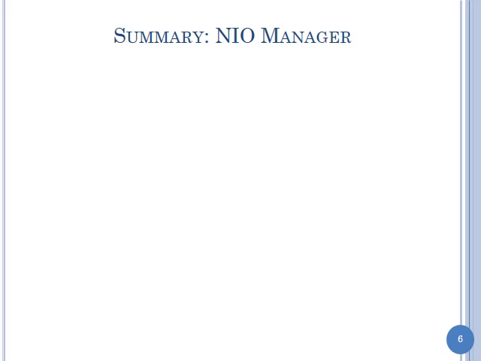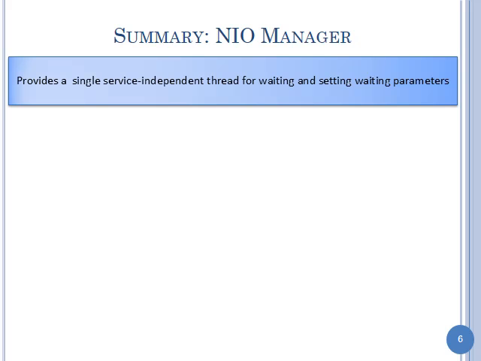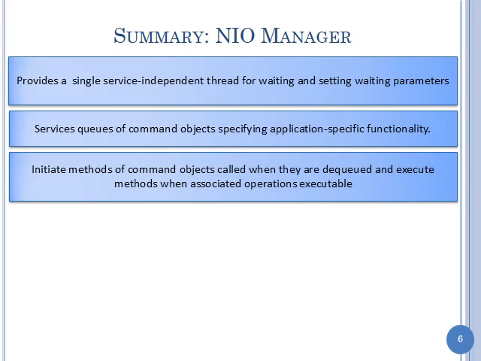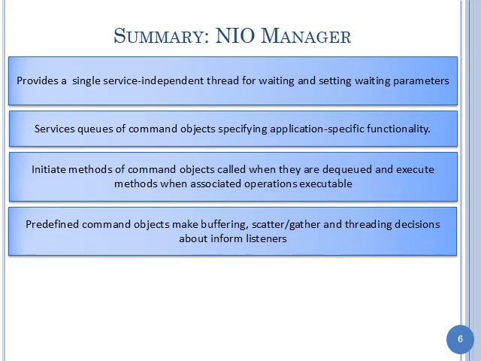So the NIO manager gives you this high-level service, and you can parameterize the service, and it has queues of command objects, which specify application-specific functionality. There's a notion of not just ordinary command objects, but command objects with initiate and execute. And you can have your own command objects. The selecting thread just depends on the interface, not on the class. But there are some things that you expect to be done typically, and that stuff is put in the default command objects, but you still need some application-specific functionality.